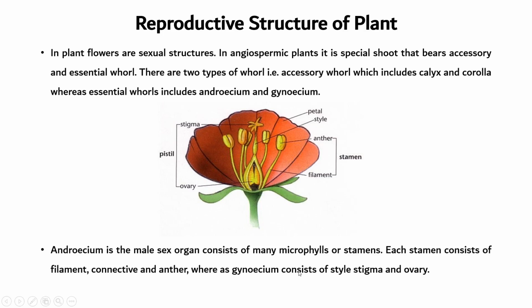Whereas gynoecium consists of style, stigma and ovary. Now see, in this typical flower, this is the stigma on which pollen grains are received during pollination. There are different modifications of stigma in various plants or flowers. Now this is the long elongated stalk-like structure. It is called style, and at the base there is a swollen portion. It is called ovary.